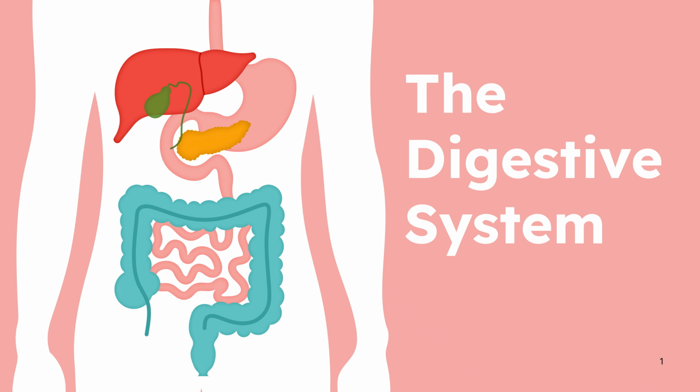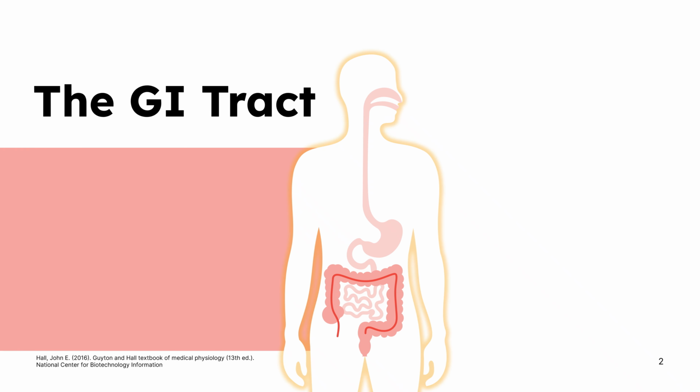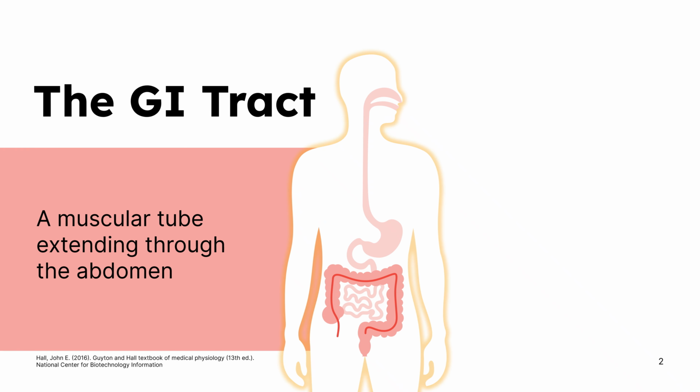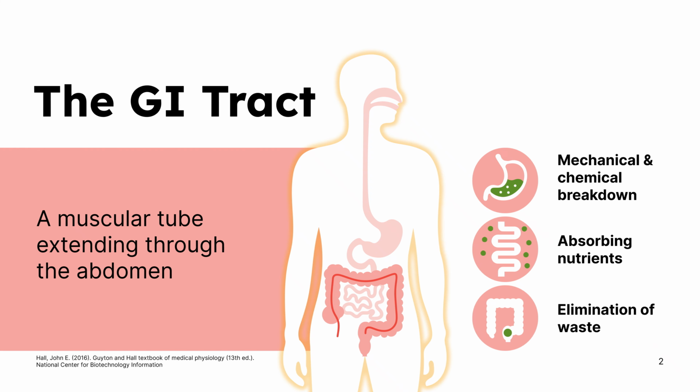This presentation provides an overview of the anatomy and physiology of the digestive system. The gastrointestinal tract is a muscular tube that extends through the abdomen. It serves three primary functions: the mechanical and chemical breakdown of food, the absorption of nutrients into the bloodstream, and the elimination of waste through defecation.